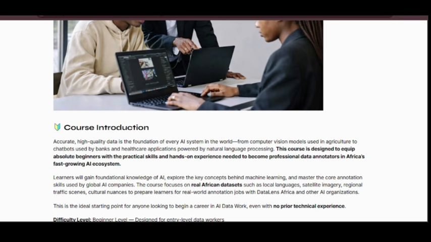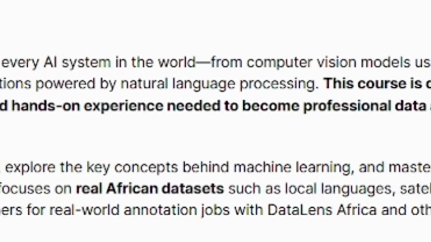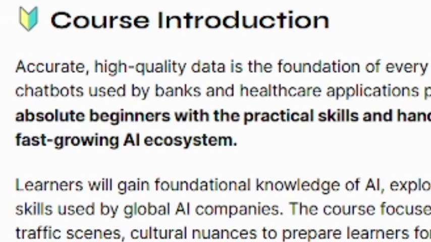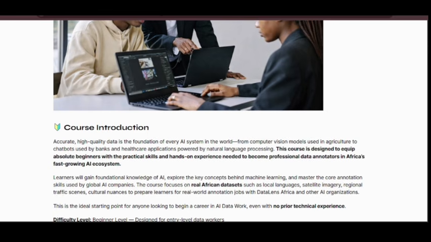Now, this is where I actually want us to pay close attention. You can see where it says becoming professional data annotators in Africa's fast-growing AI ecosystem. Let me break this down for us. Most of us believe that before you can start leveraging or operating as an annotator or working in any AI platform or firm, you require a VPN or proxy. Let me let you know that you can actually start Micro 1, one of the platforms, without having to use anything called proxy or VPN.